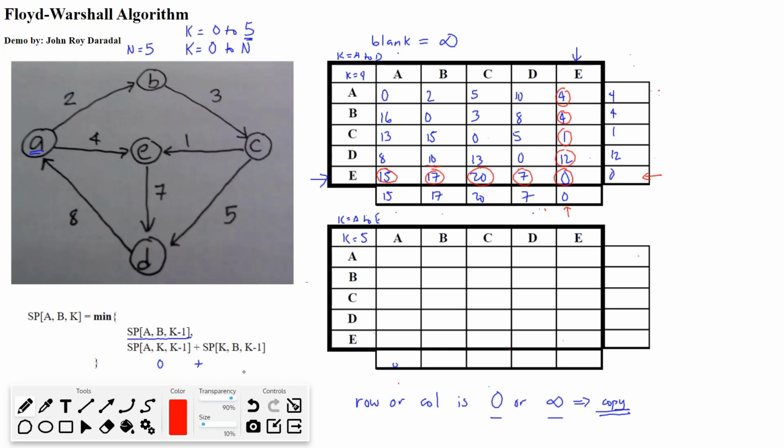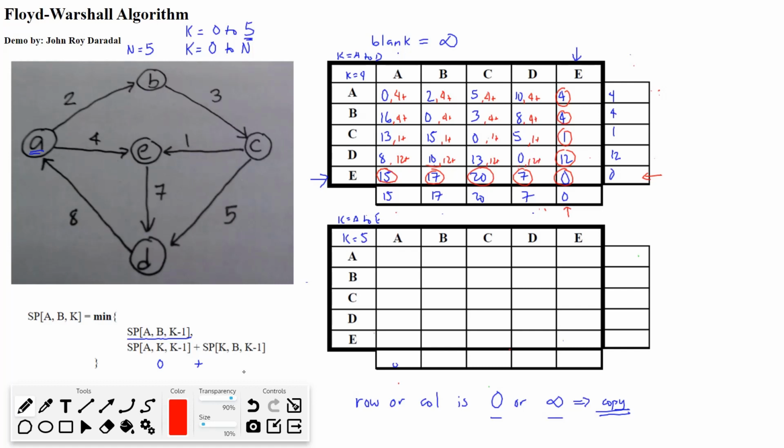Okay, now for the rest we'll have to compute because they aren't 0 columns or 0 rows. So we'll do the computation again. So this row will have 4 plus. The next row is also 4 plus. The next row is 1 plus something. And the next row is 12 plus.